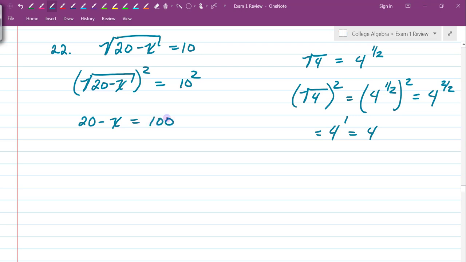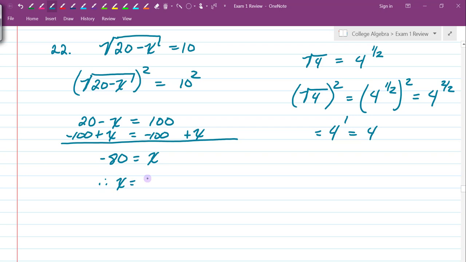Now, all I have to do is solve for x. So I can add x to both sides, and I can subtract 100 from both sides. I will end up with, on the left-hand side, 20 minus 100 is negative 80, and that is equal to x, because that's all I have. This one right here went to 0. Therefore x is equal to negative 80.